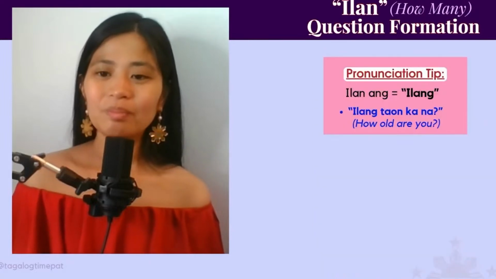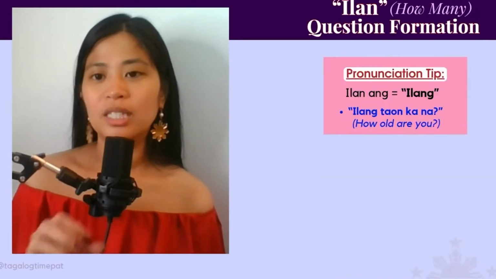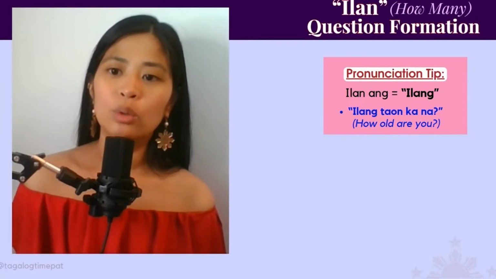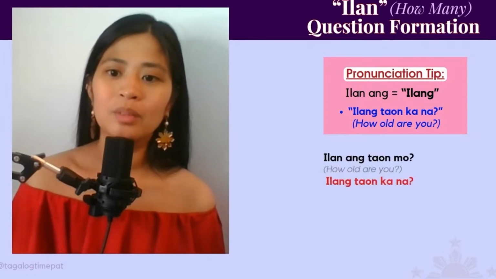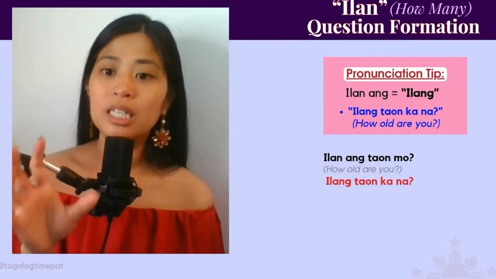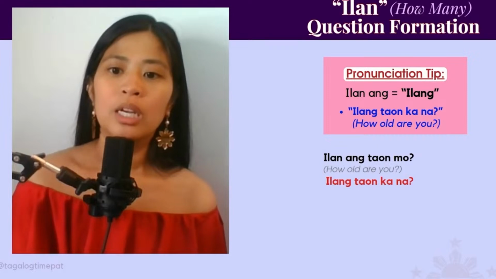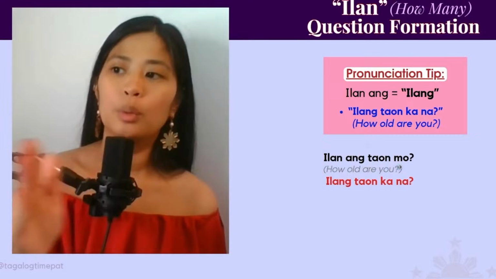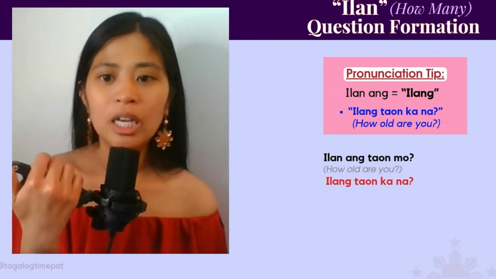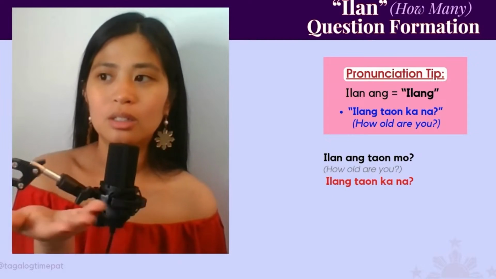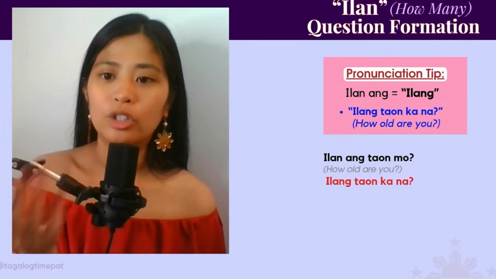Next. Just a pronunciation tip. When there's ilan ang, it's usually put together and it's ilang. Ilang taon ka na? How old are you? Ilang taon ka na? I will say when you make the contraction, though, it kind of changes up the sentence structure or the grammar. So, ilan ang taon mo? Technically, if we were following the sentence structure that we learned, it would be ilan ang taon mo? How many years do you have?